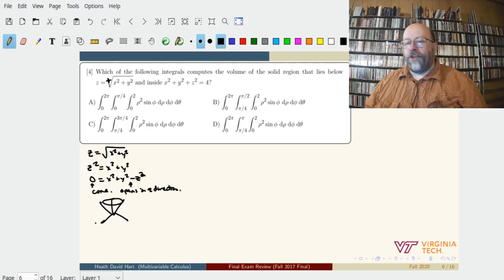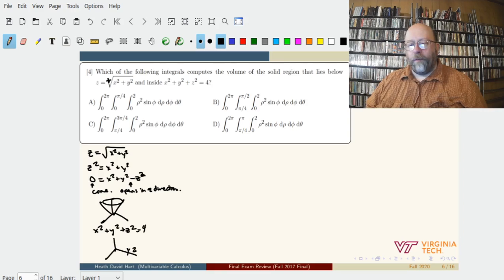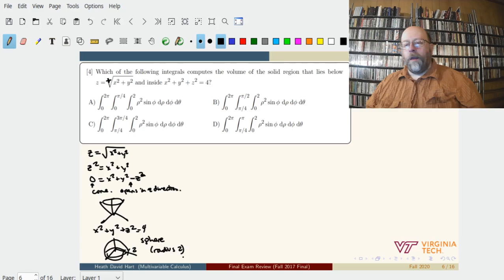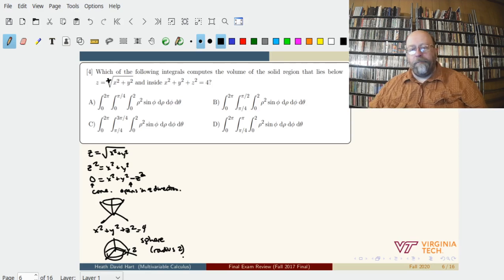The other shape, x squared plus y squared plus z squared equals 4, that's a sphere of radius 2. All the terms are squared. That makes an ellipsoid because all of the signs are positive. So it's an ellipsoid, but because of the constant coefficients, we have an ellipsoid that's a sphere.